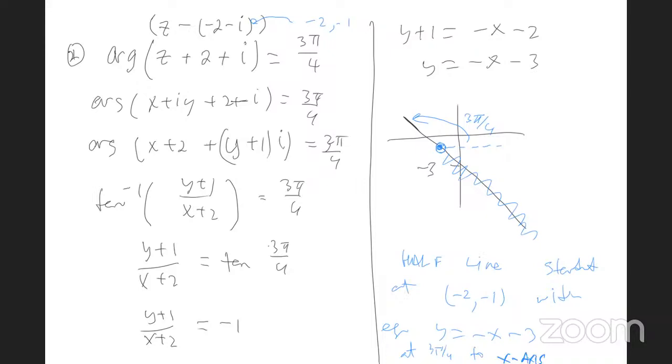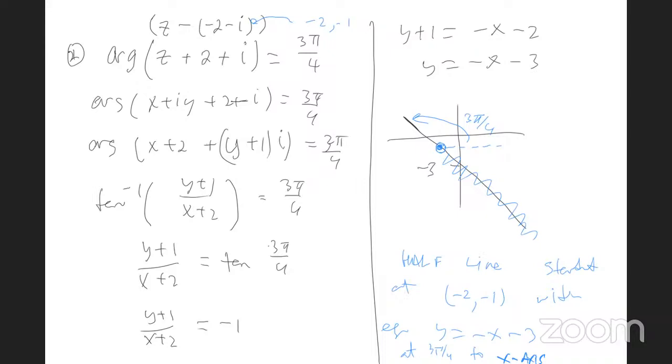So sketch the line, plot minus 2, minus 1, draw a hollow circle there. Remember, hollow means that point is not included. And then erase the part that you don't want.